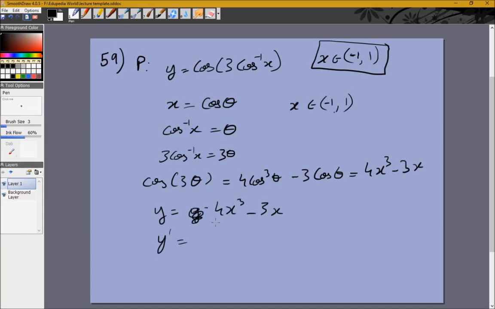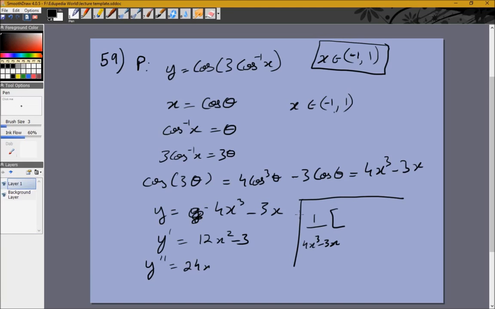Now it's simple enough. Y dash is equal to 12x squared minus 3. Y double dash is equal to 24x. And we are asked to find the value of 1 by y, that is 1 by 4x cubed minus 3x. And this is why it's given to us that x is not plus minus root 3 by 2, otherwise this would become 0. Right. Yeah. So this is what is given to us.